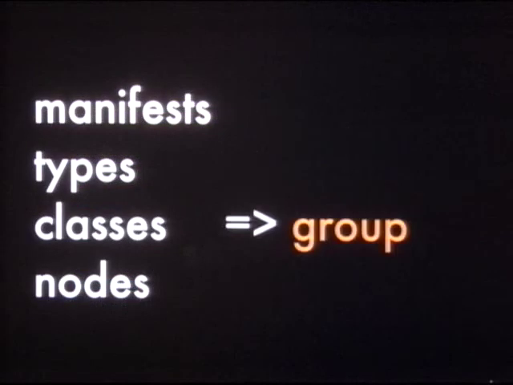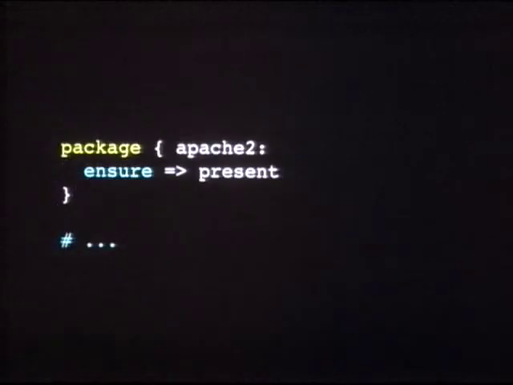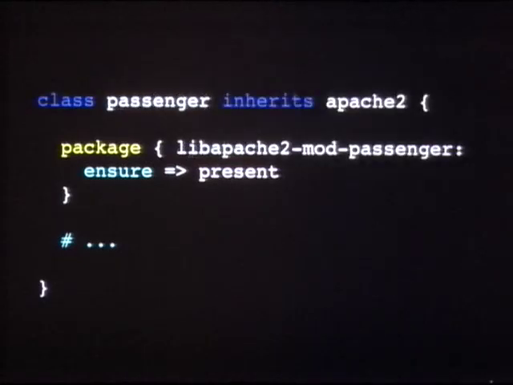Right, the next thing is classes. Now, classes group similar bits of configuration. So for instance, we've got an Apache 2 type here that we're using, and we're saying we want to make sure it's installed. I can put that in the Apache 2 class. Then I can do other neat things like I want to make sure that I have a passenger class and it inherits the Apache 2 configuration. So it'll install Apache 2 and also make sure that libapache 2 mod passenger is installed.